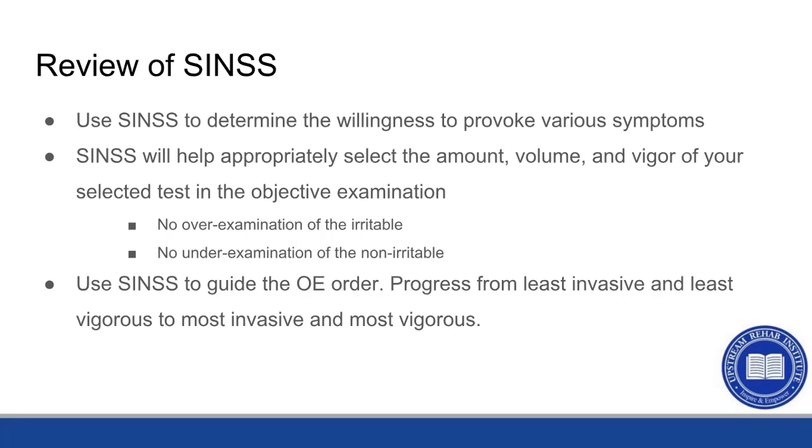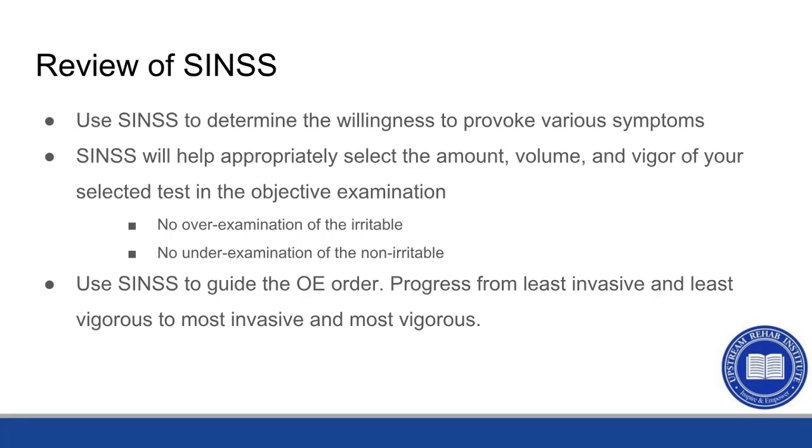Keep in mind that you never want to over-examine the irritable, or under-examine the non-irritable as well. So with the SINS model, not only will it determine our vigorousness, but it's also going to determine our order. We want to progress from the least invasive, least vigorous to the most invasive and most vigorous. An example of this: if we know for a lumbar spine patient that bending really sets on the pain and they stay flared up for a couple hours if they bend over as far as they can, we're not going to necessarily begin with active range of motion.